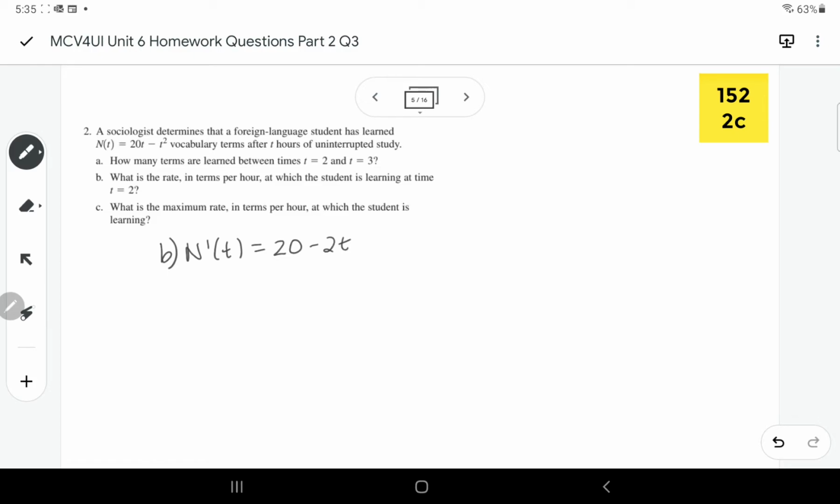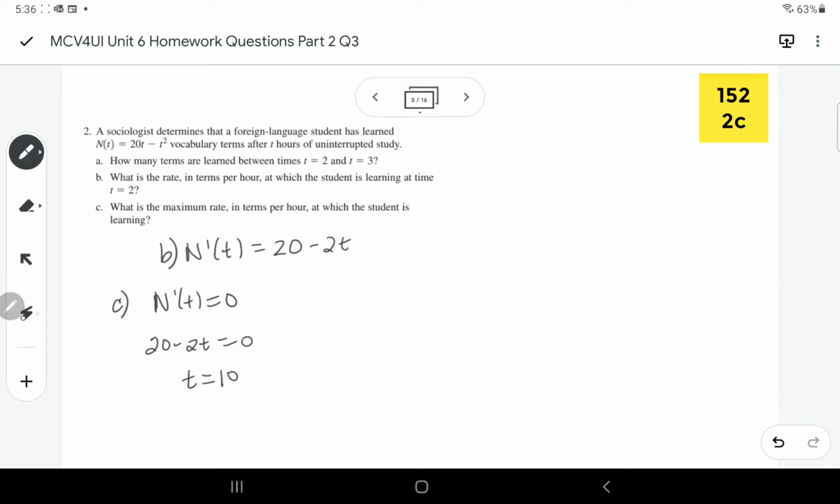And if we think about the maximum rate in terms per hour, the maximum would happen, and this is for C, would be where the derivative of that function would be equal to 0. That could be a max or it could be a min. We're going to have to kind of check that out. So here we've got 20 minus 2t equals 0. So if we solve that, we get t equals 10.